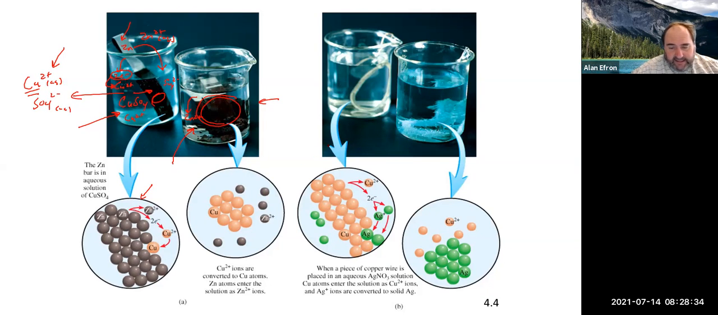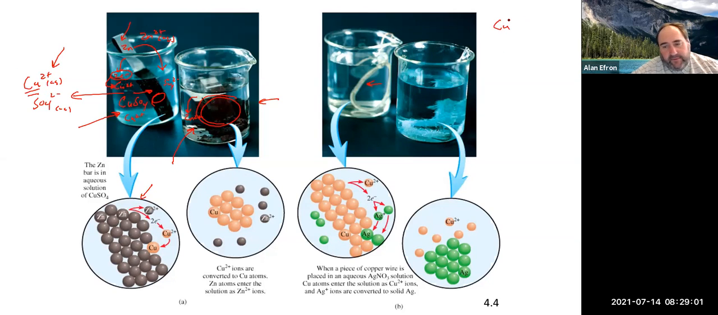Kind of same idea as we see over here. I think this is a piece of copper wire placed in some silver nitrate. And the same sort of thing is happening here. So we have a piece of copper, a little hard to see there. I think it's right there. That's a piece of copper right there. And again, that's basically solid copper as it shows below.